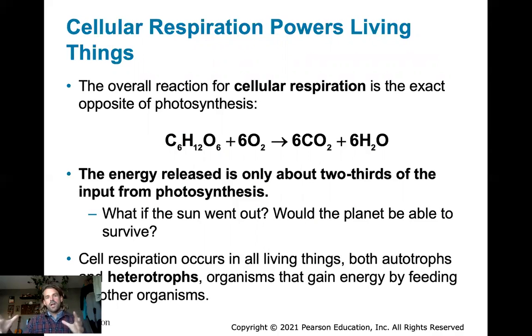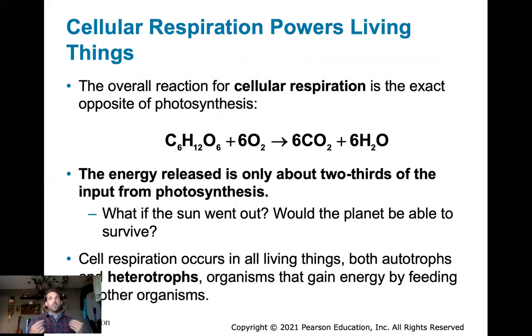And this overall reaction is called cellular respiration, and it's the exact opposite of photosynthesis. So literally, switching the direction of the arrow to go from sugar plus oxygen to create carbon dioxide and water, is called cellular respiration. The energy released is only about 2/3 of the input from photosynthesis.